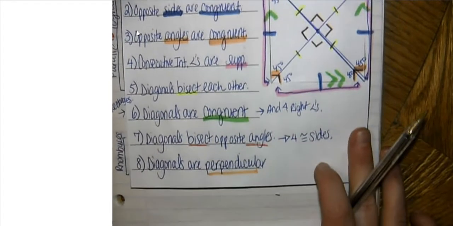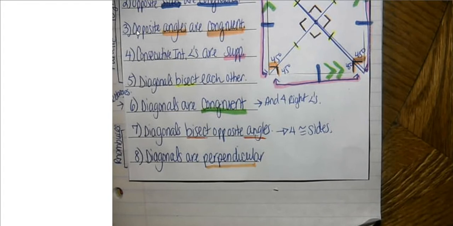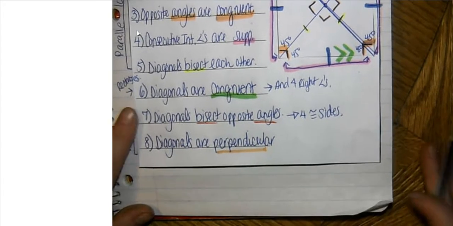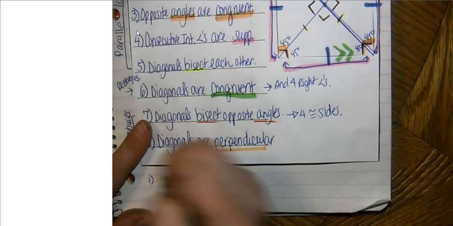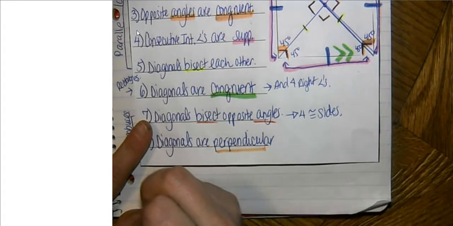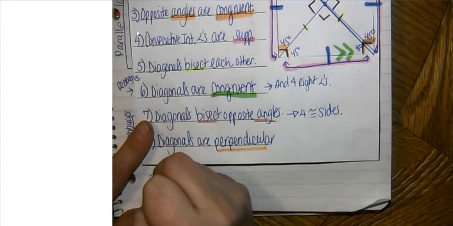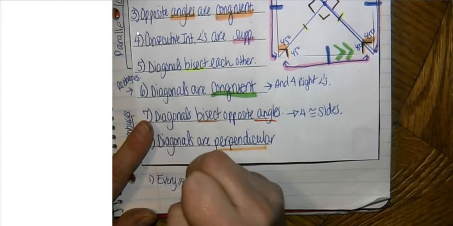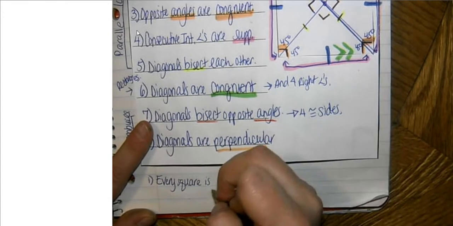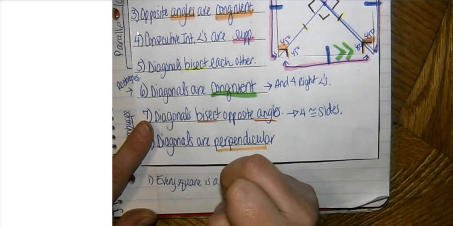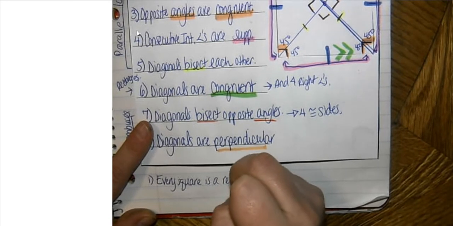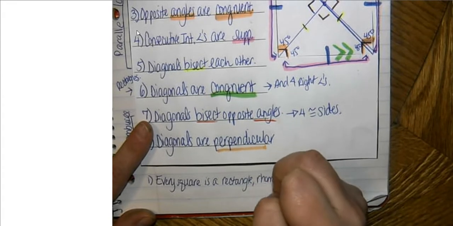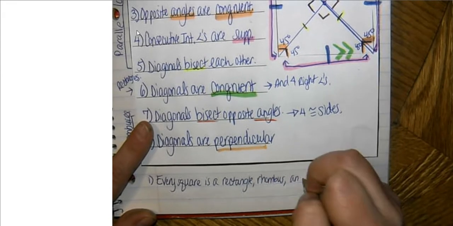So there exists a couple of statements that I want to make sure that I write down for you guys before we end this lesson. And the first one is: every square is a rectangle, rhombus, and parallelogram.